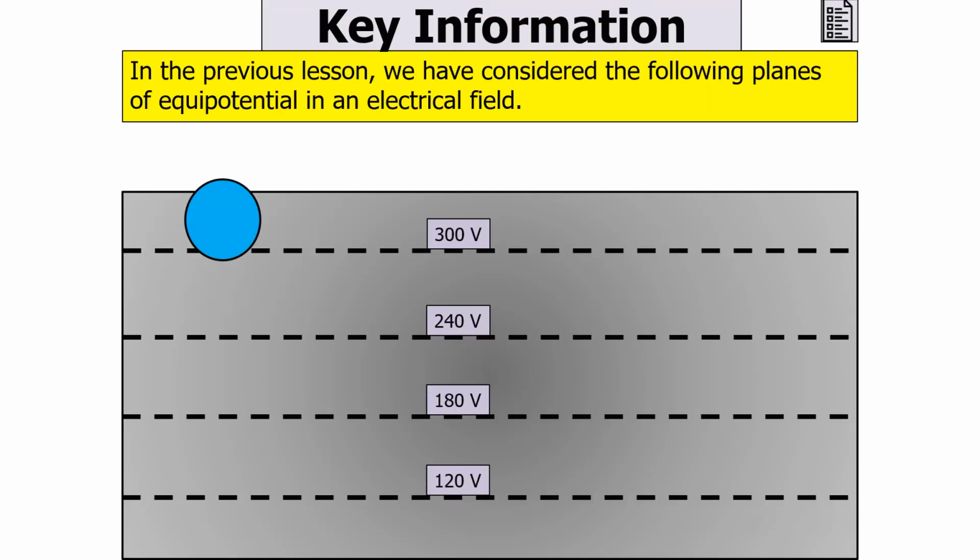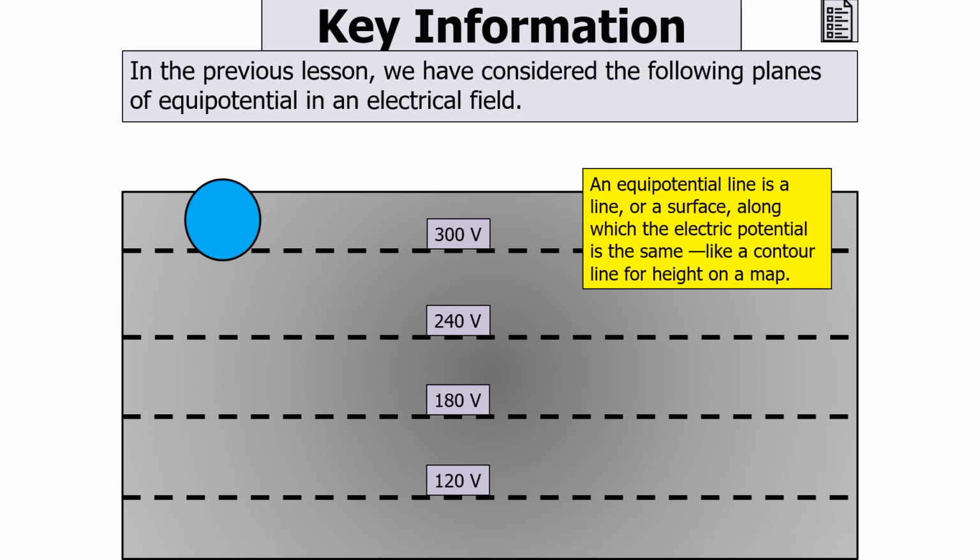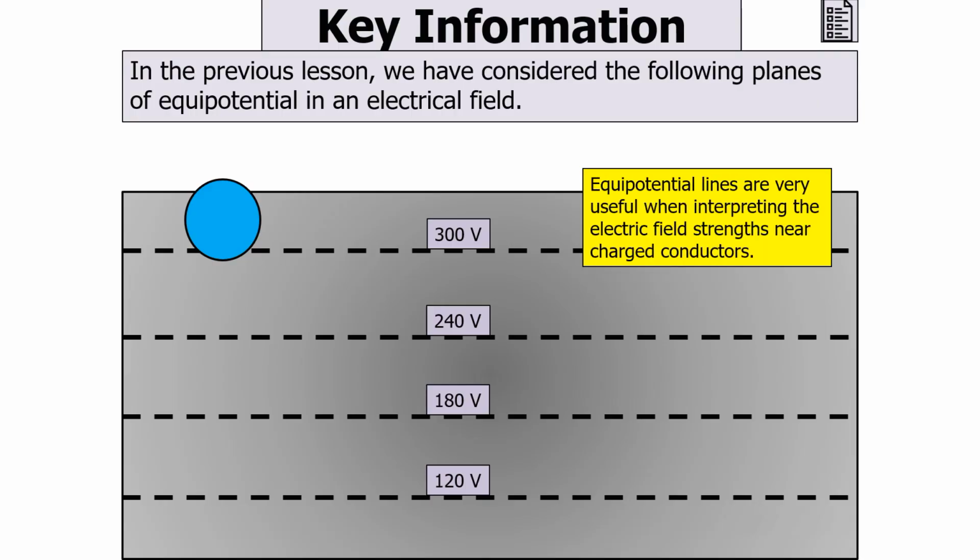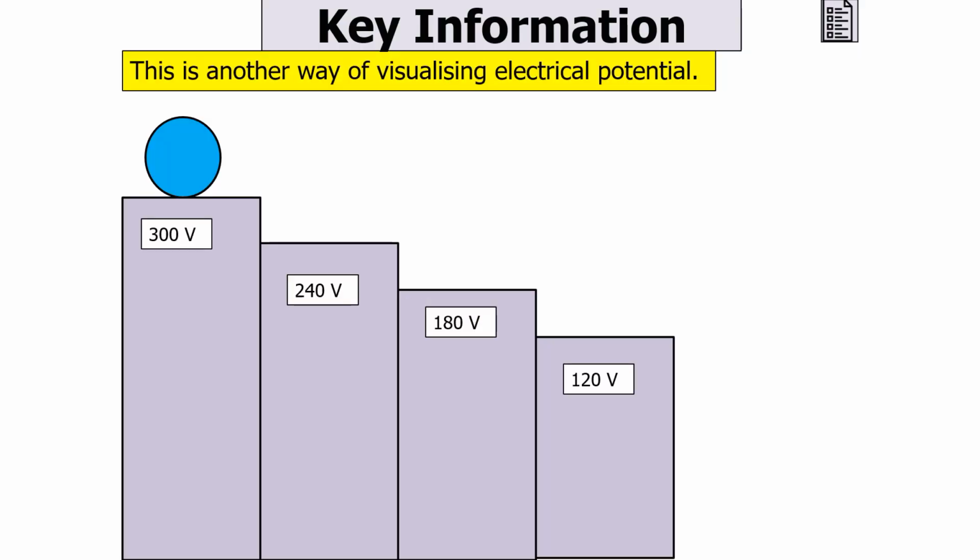Now in our previous lesson we considered the following planes of equipotential in an electrical field. An equipotential line is a line or surface along which the electrical potential is the same, much like a contour line for height on a map. Equipotential lines are very useful when interpreting the electrical field strength near charged conductors. However, we can also consider the planes of equipotential to be like blocks. So here is another way of visualizing electrical potential.